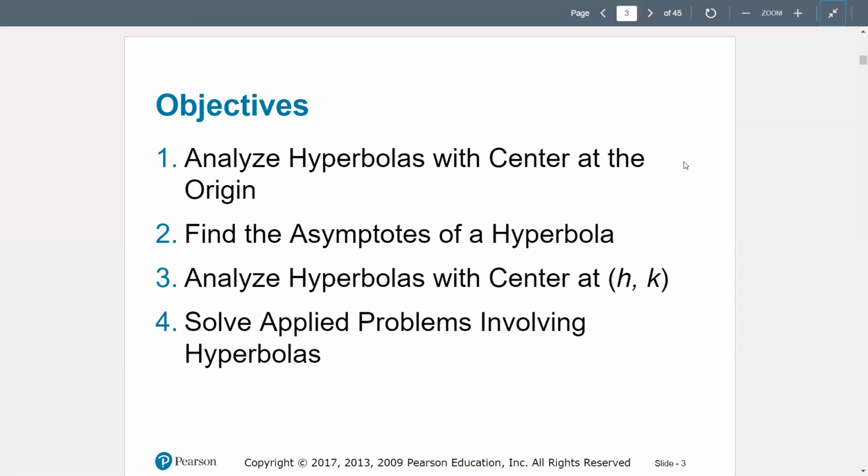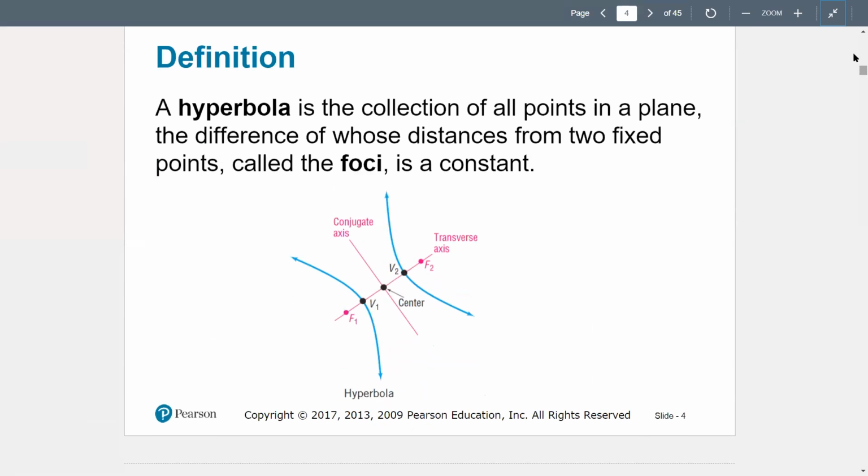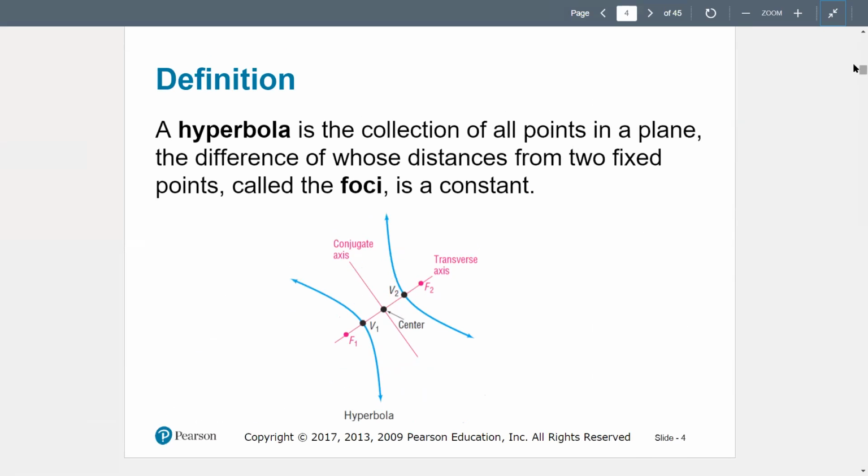Okay, so objectives for the hyperbola. We're going to look at a hyperbola with a center at the origin. We're going to find the asymptotes of a hyperbola. We're going to analyze hyperbolas with the center other than the center at the origin, and then look at applied. Here's your definition if you take handwritten notes.